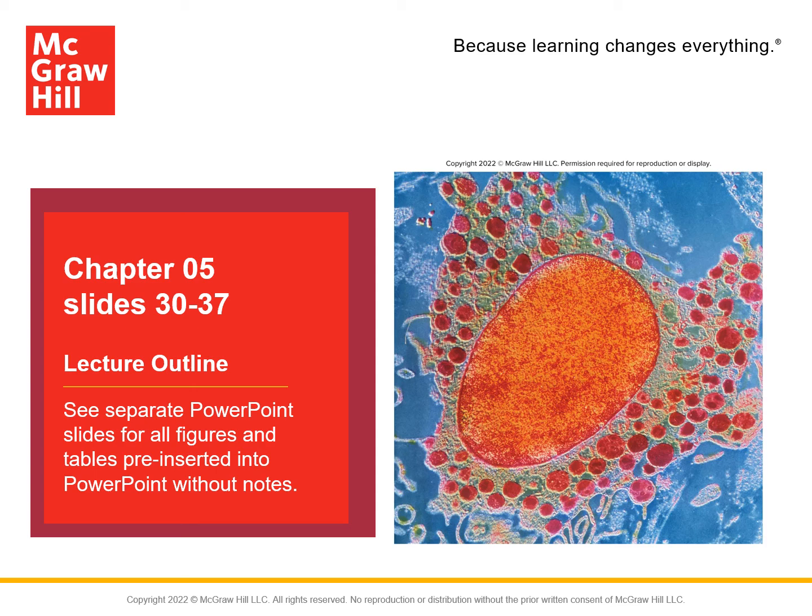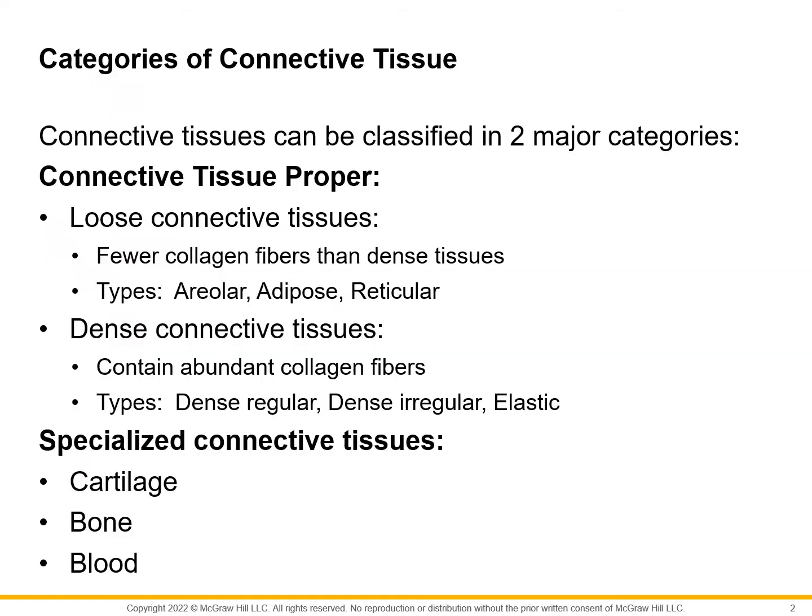So in this video, we're actually going to be looking at some tissues from connective tissues. And again, just to give a basic idea, there's basically two types of connective tissue. We said in the previous video, you've got connective tissue proper and then specialized connective tissue.